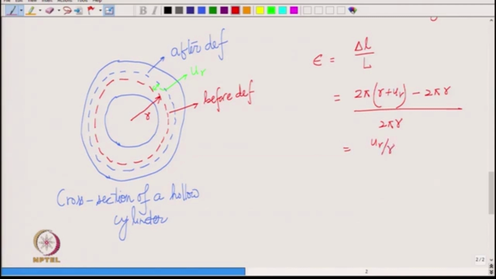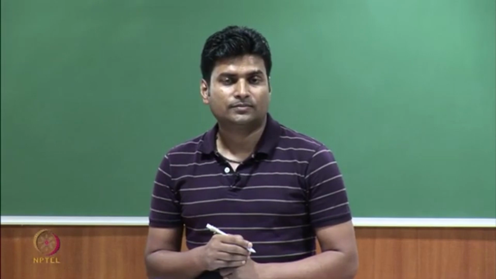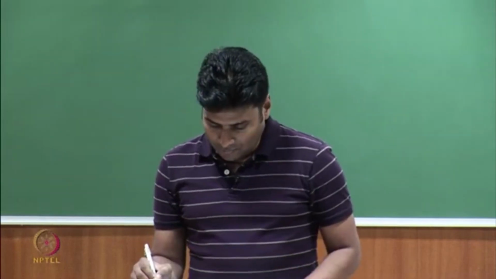So, you see that is the strain, longitudinal strain of this circumferential line. So, that is your epsilon theta theta, right, the hoop strain. There is no u theta here, therefore, epsilon theta theta is equal to u r by r. So, this is epsilon theta theta. So, that is the physical origin of this extra term in the hoop strain. Okay.